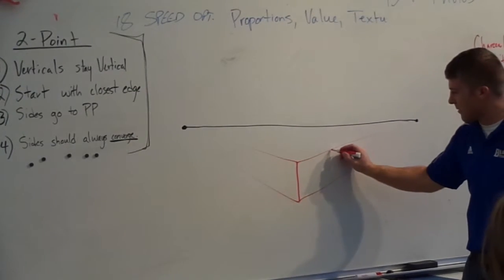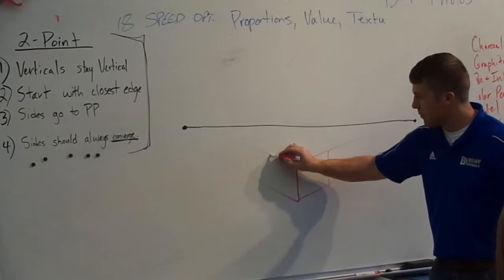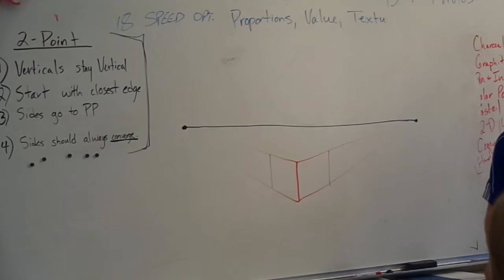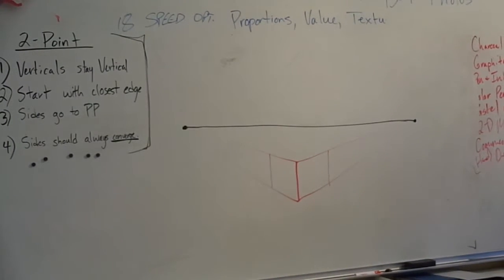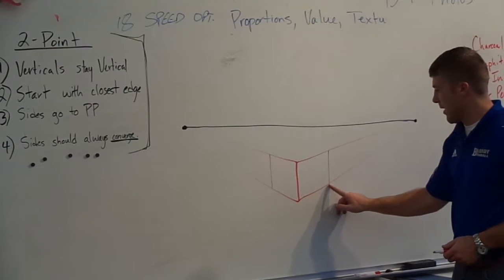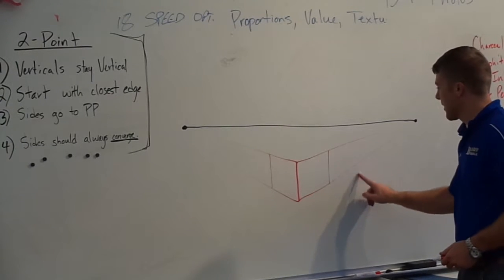So what I'm going to do is end it. Straight up and down, my verticals stay vertical. Verticals stay vertical. You can then erase out your guidelines.